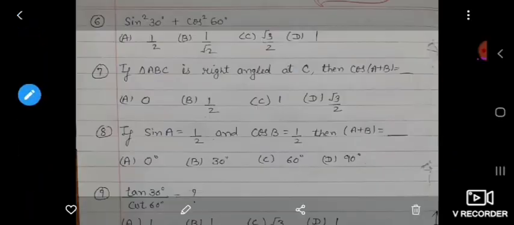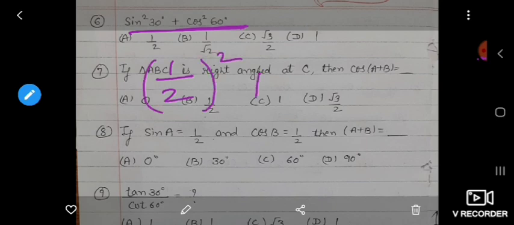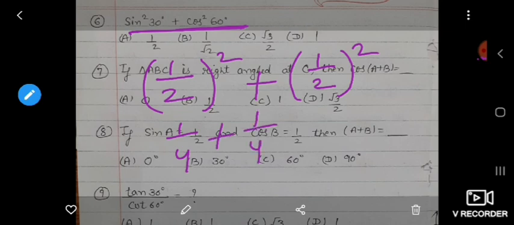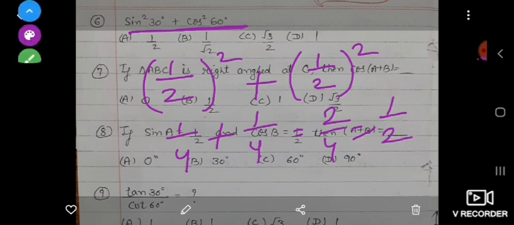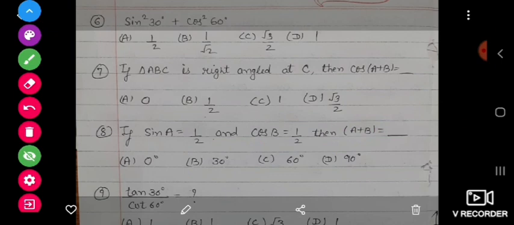Question number 6. What is given here? Sine square 30 degree plus cos square 60 degree. What is sine 30? Sine 30 is 1 upon 2. Then sine square 30 will be 1 upon 2 square. Cos 60 again 1 upon 2, but square is there. So 1 upon 4 plus 1 upon 4 will become 2 upon 4, and the answer will come 1 upon 2. Answer is 1 upon 2.